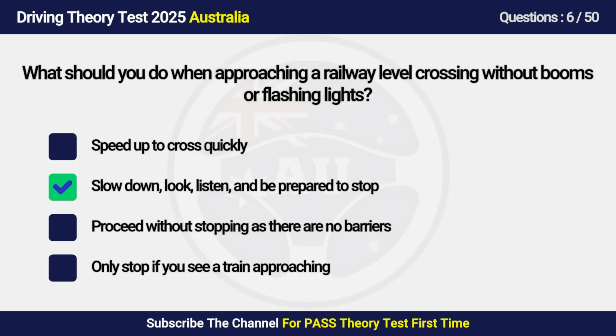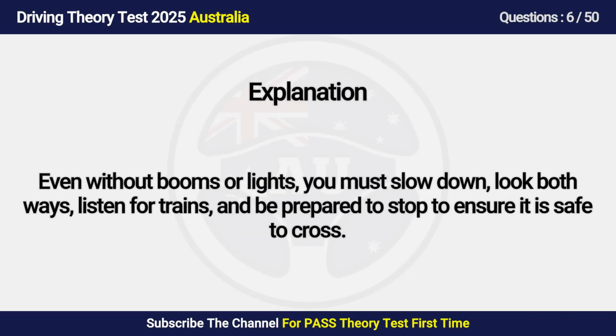Answer is B. Slow down, look, listen, and be prepared to stop. Even without booms or lights, you must slow down, look both ways, listen for trains, and be prepared to stop to ensure it is safe to cross.